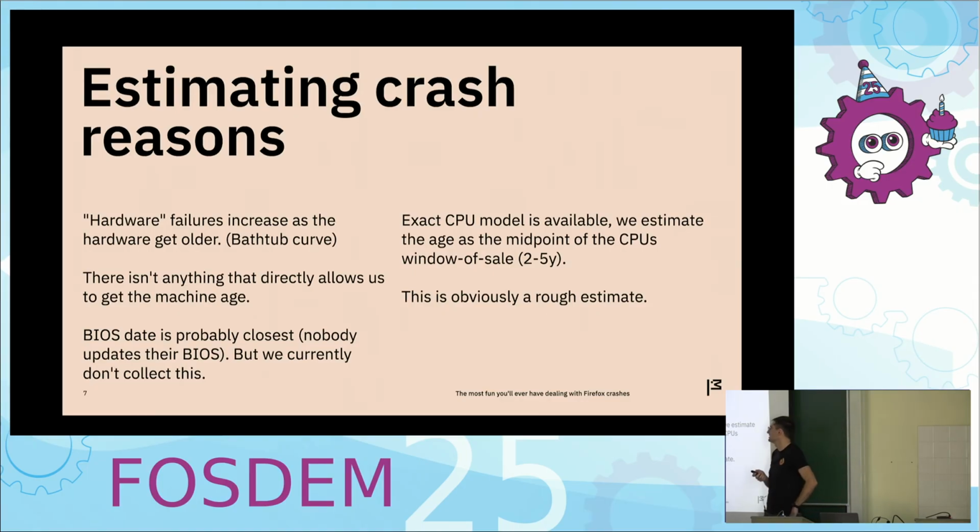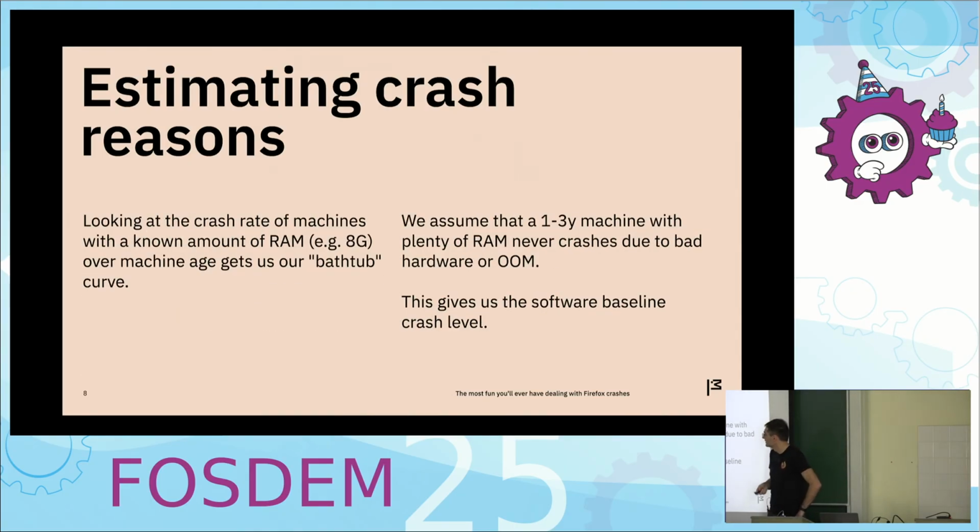But what we do have is the exact CPU model. Now, if you look at the release cadence of the CPUs, you see that Intel, for example, has a fairly good cadence, with most CPUs only on sale for a 2-year window. For AMD, it's slightly larger. And we estimate that the machine was made in the middle of this window, which gives us about 1 year accuracy for the machine age. That's obviously a rough estimate, but it's good enough for what I'm going to show you.